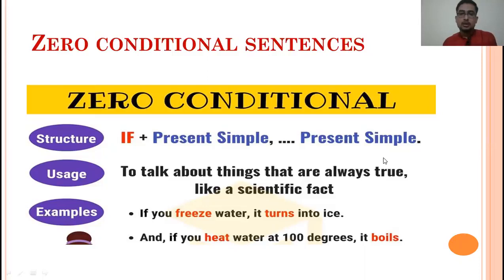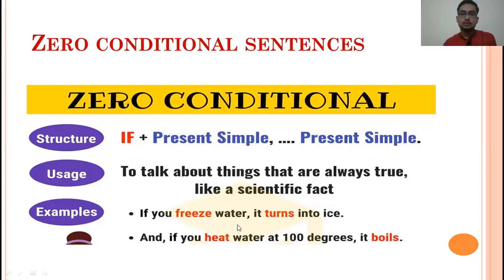So as I told earlier, the zero conditional sentence is used to express scientific truth or truth that is expected, the things that are certain, the result that is 100% assured. So these are the things discussed in zero conditional sentences. So let's look at the examples.